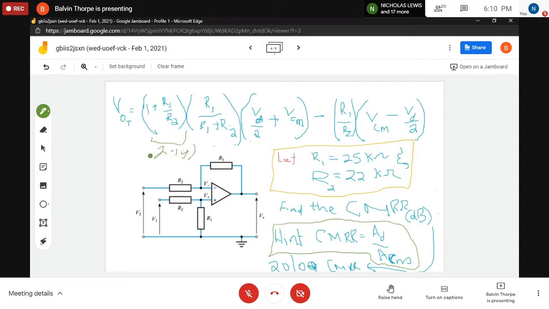And then that is going to be multiplied by R1, which is 25, divided by the sum, which is 47. So 25 divided by 47 gives you 0.53. And 0.53 times 2.14 equals 1.14. Okay. All right. So I'm going to the next page.